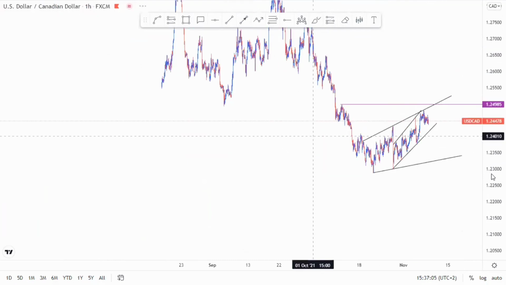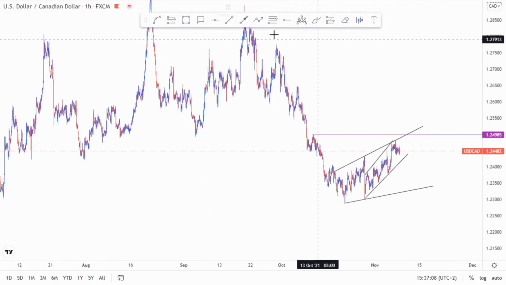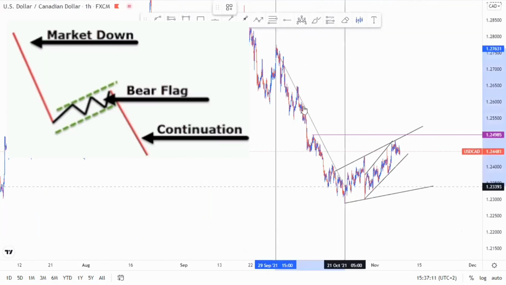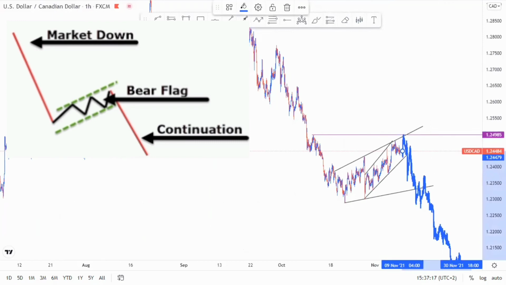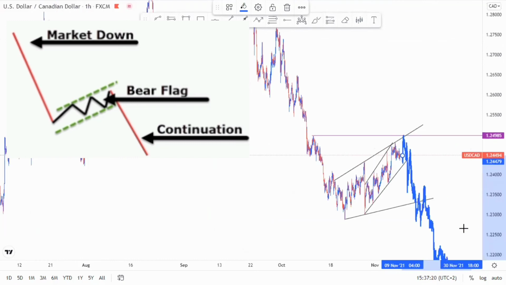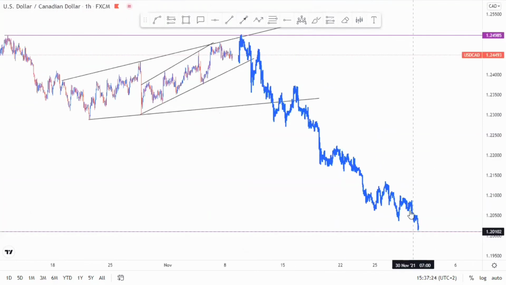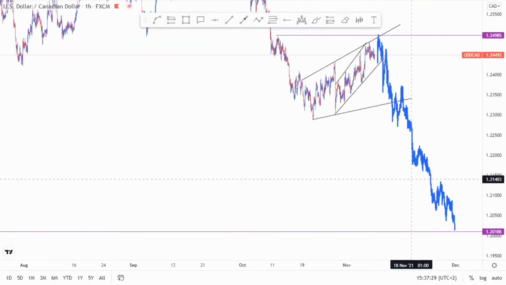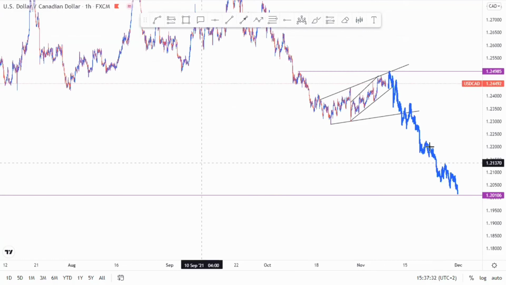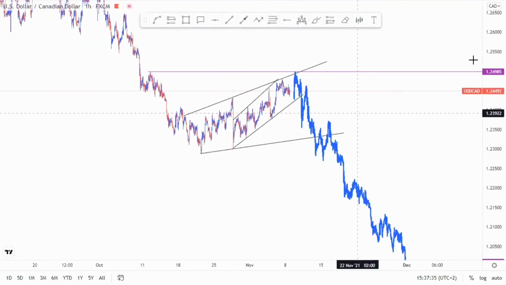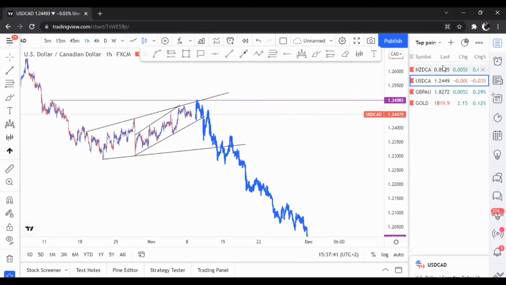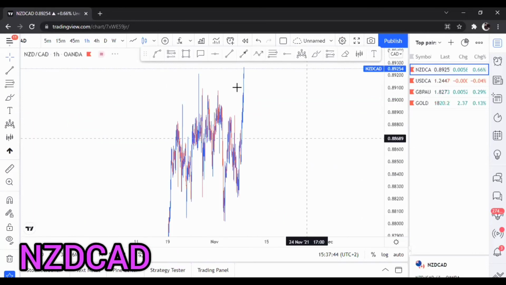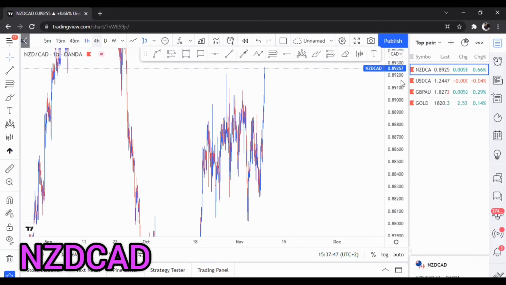And as I can see here, this impulsive leg, if I can just use the bar pattern and clone it and place it here, maybe here, I can see that it does reach these areas over here at the bottom where my TP is supposed to be. So this is what I expect on this USDCAD, something like this to go to the downside. And moving on to NZDCAD, I'll start from the 4 hours.